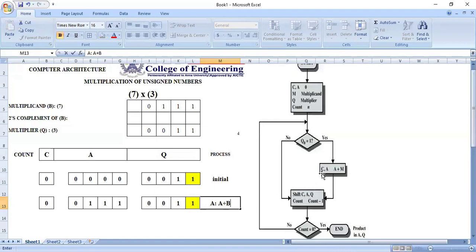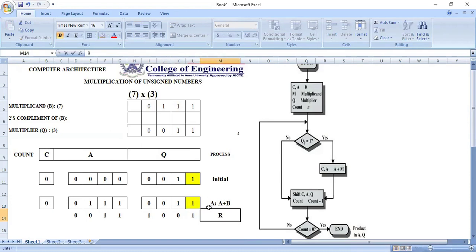So this is the first step, and after this, what we are doing is shifting the C register, shifting the A register, shifting the Q register. In what way do we have to shift? We have to shift to the right-hand side. After performing this addition, we shift right. This 0 has been moved here, this 0 has been moved here, and 1, 1, 1, this 1 has been moved here, and this 0 has been moved here, 0, 0, 1, and this 1 will be discarded.